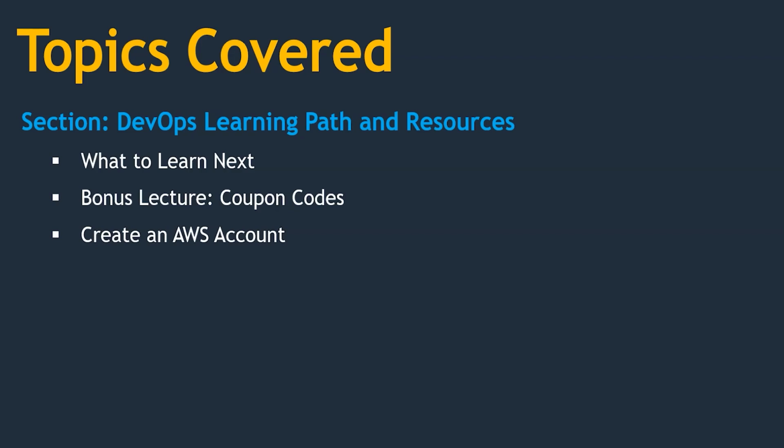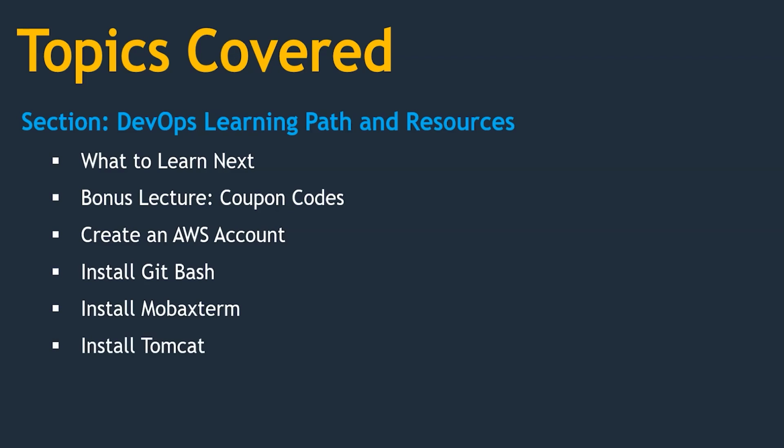You may come here and check out how to create an AWS account, install Git Bash, install MobaXterm, and install Tomcat. These installations are needed to practice this course, but most people have already set them up. That's the reason instead of adding them in between our course, I kept it as a separate section. So if you are really not aware of this, you can come over here and check it out.